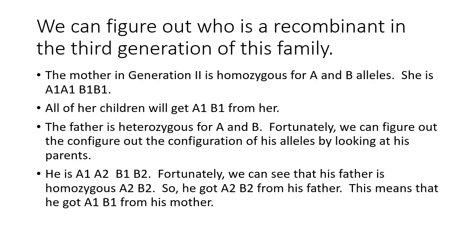Okay, so this just goes through what I went through a minute ago. We know that the mother is homozygous, so her heterozygosity is not going to confuse anything. All of her kids are going to get A1, B1. The father is heterozygous for A1, A2, B1, B2. And if we didn't have information from his father, we wouldn't know which A went with which B. Fortunately, we can see that he necessarily got the A2, B2 from his father, right? So that enables us to say that's the parental configuration for him.